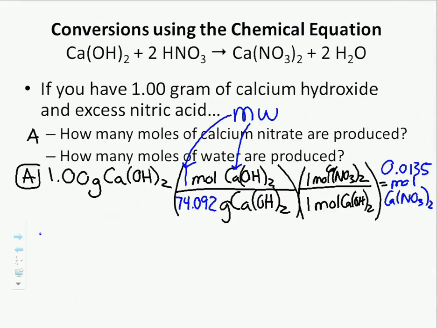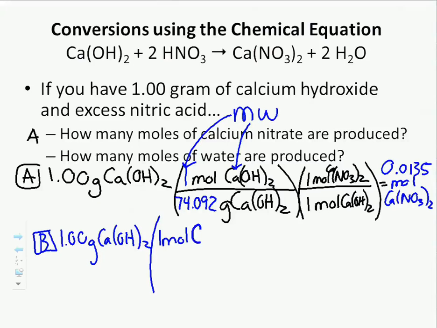Let's do B. We start out with 1.00 grams of calcium hydroxide. It's the same steps here because it has the same molecular weight. Our molecular weight of calcium hydroxide did not change.